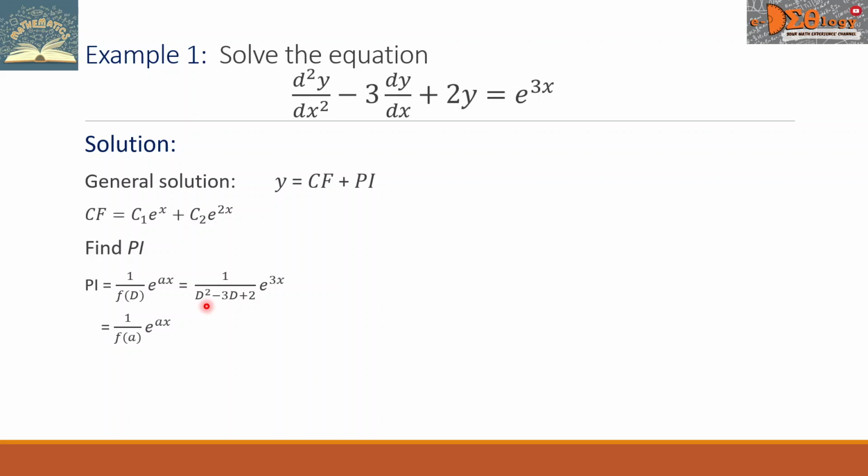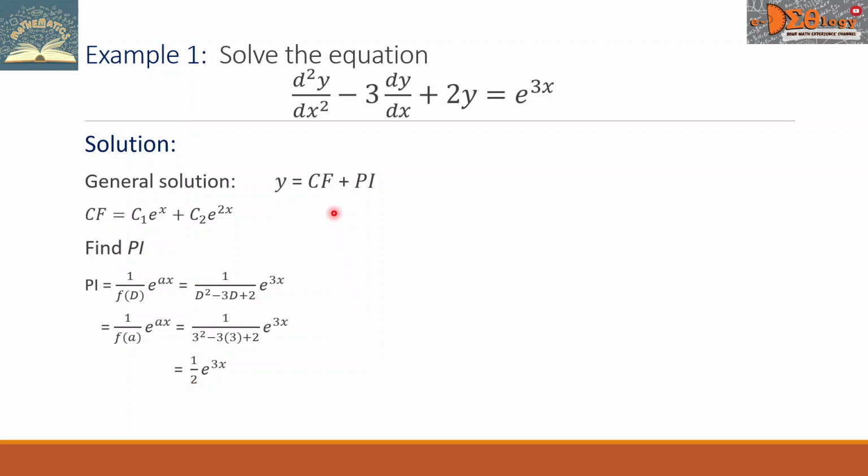Then we change the value of D by a. The value of a is 3, so we have 1 all over 3 squared minus 3 times 3 plus 2. When we simplify the denominator, it becomes 2. So we have 1 over 2 times e raised to 3x. This is now the value of PI.